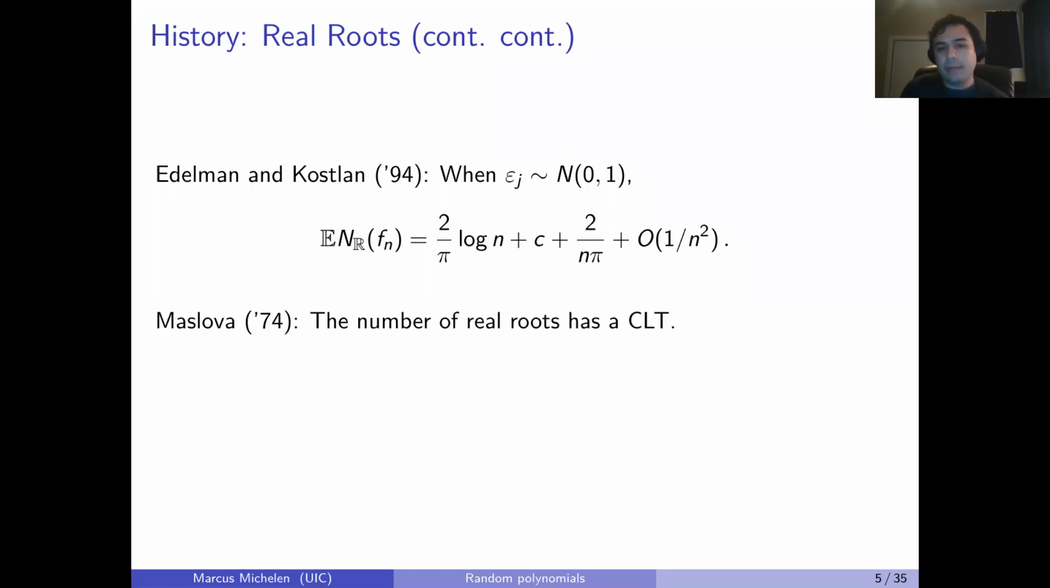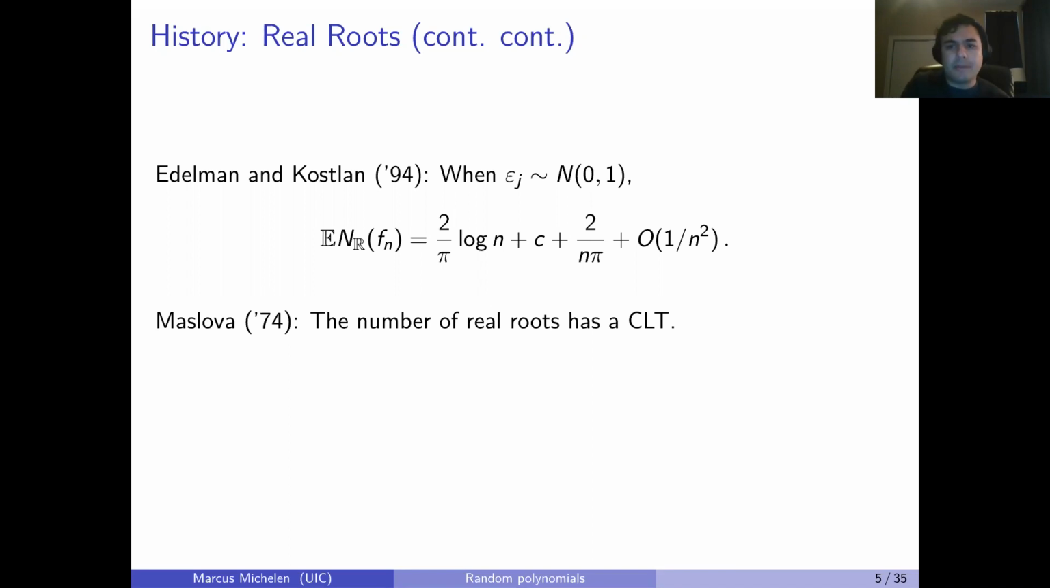Maslova also showed for mean 0 variance 1 coefficients that the number of real roots has a central limit theorem. So the mean is on the order of log n. I don't remember exactly what the variance is, but you end up with a central limit theorem of a mean and whatever this variance was for the number of real roots.